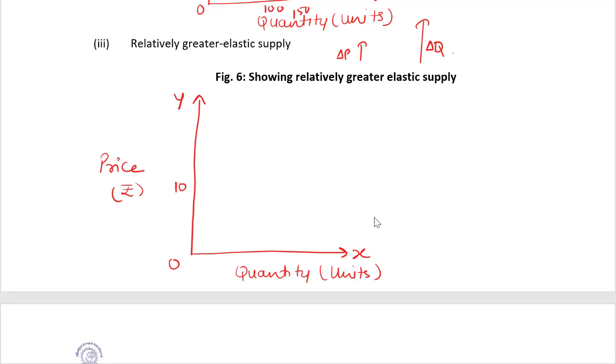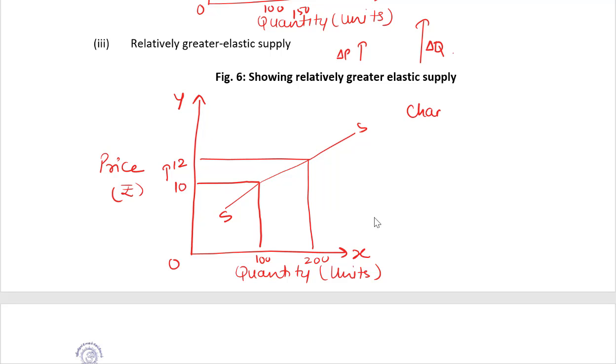At a price of 10, the supply was 100. Price increased from 10 to 12, that is 20%. Change in the supply happens 100%, from 100 to 200. And the curve will be like this, SS supply curve. You can write it over here.